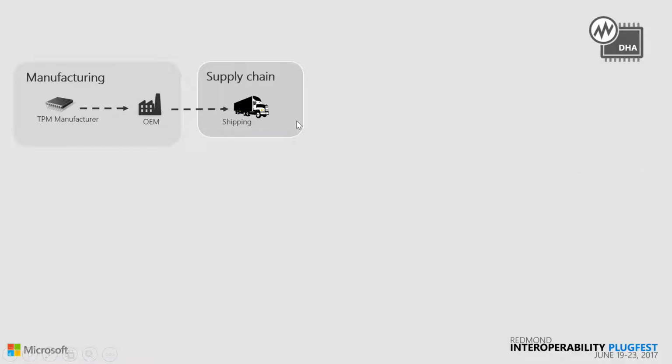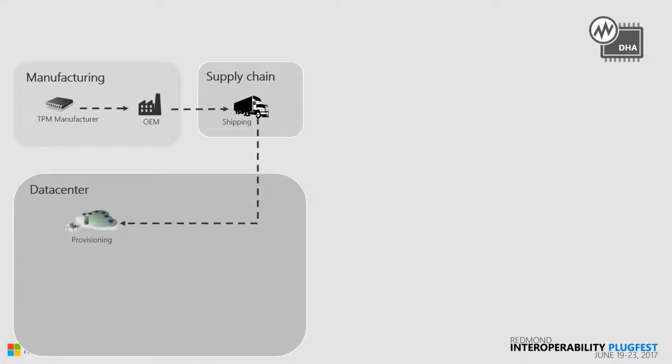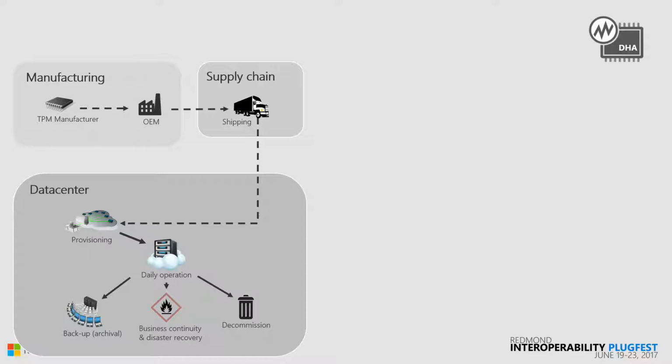The device could get intercepted. If you search for supply chain attack, you'll see there's a good article on it on WikiLeaks. Then the device comes. Here, as an example, I'm showing a data center scenario. It comes to the data center. Provisioning is another place where vulnerabilities could get in. Daily operation is another entry point for different vulnerabilities. And then you have backup processes, business continuity, and also decommissioning. I've seen security issues coming through almost anywhere they could come in.